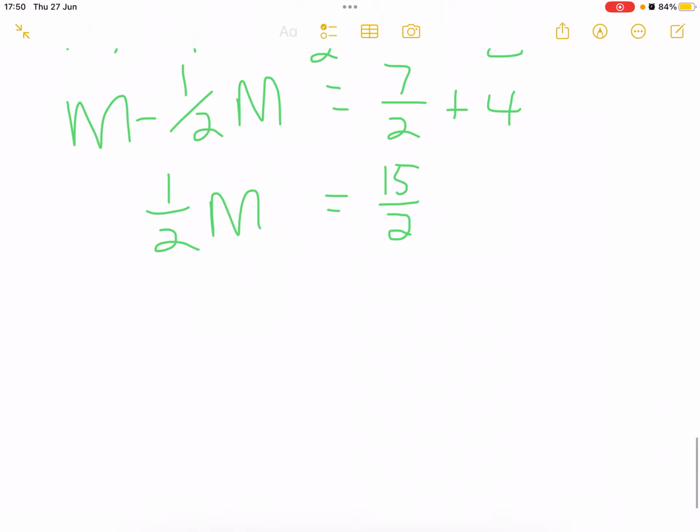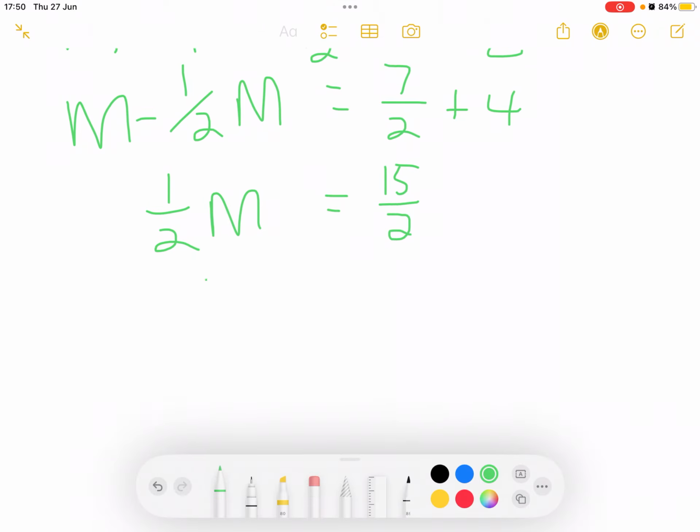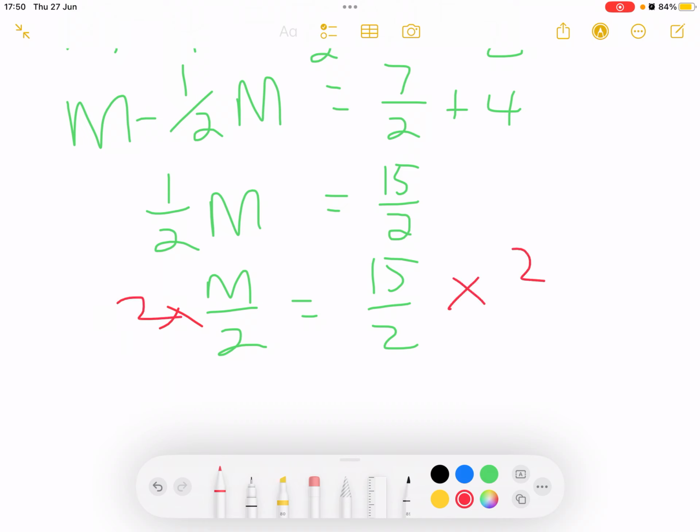And then m over 2 is equal to 15 over 2. And if I multiply both sides by 2, then I get m is equal to 15. And therefore that means Mangete is 15.